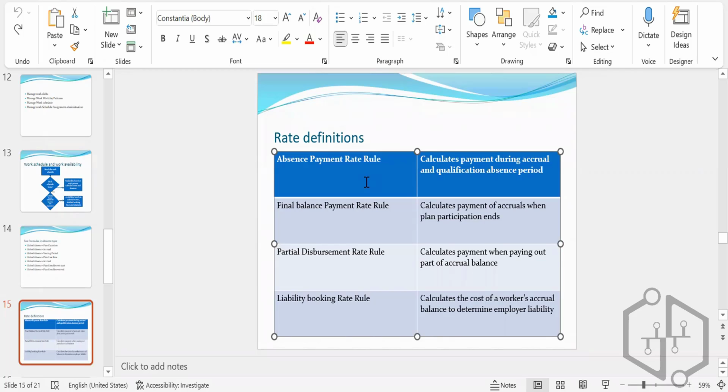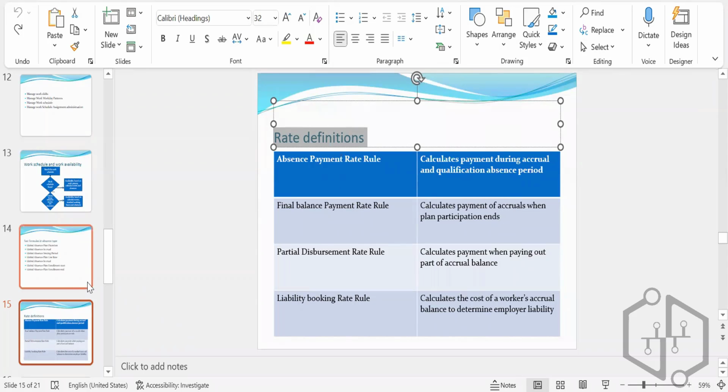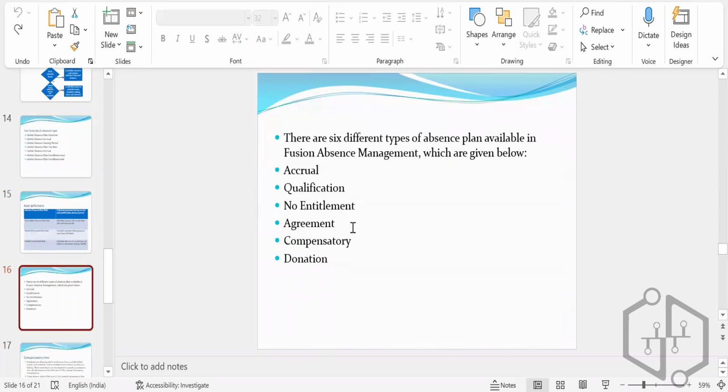When the plan participation ends, that means when the accrual plan ends, what is the payment of accruals you can get? This is called final balance payment rule. See, these are all rate definitions. Rate definitions of what? How to calculate the payment rate. It can be a flat amount, it can be anything. When you calculate it, how can you calculate the rate amount according to that, right? Okay. So these are things we have discussed.